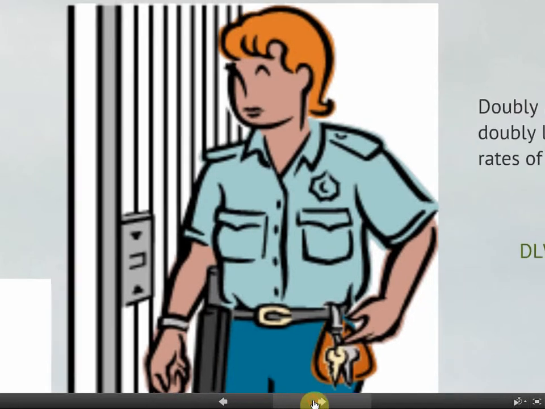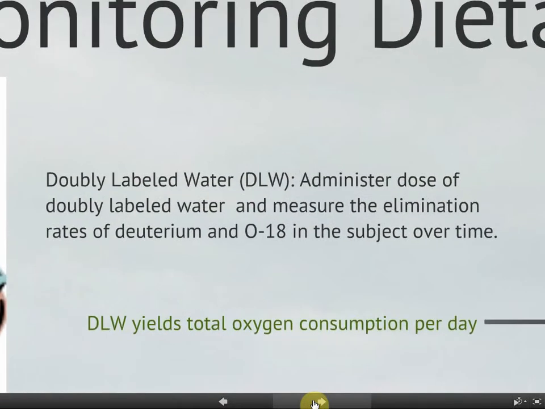So that's one way to kind of say if something's wrong. In the 1970s, doubly labeled water was used for the first time in humans by one of my colleagues, Dale Schoeller. It's a chemical isotope, and in the urine you measure the elimination of deuterium and O18 in the subject over time, over a 2-week period generally.